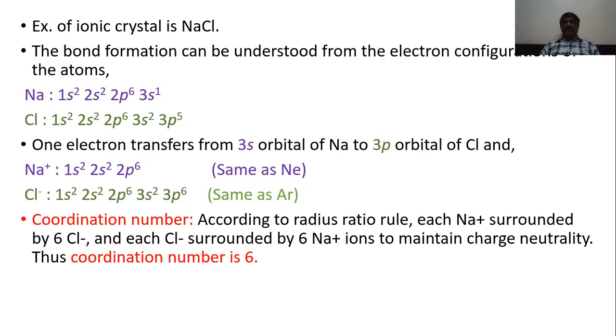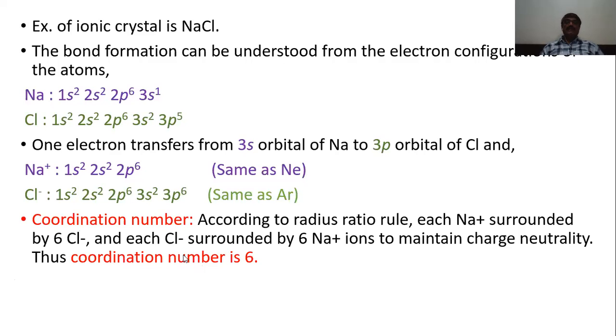Now, what about the coordination number? As I have told you, the coordination number of the cation, that means the positive ion, in this case Na plus, is limited by the radius ratio of cation to anion. In this case, the radius ratio of Na plus to Cl minus ion supports six neighbors. So Na plus has six Cl minus neighbors according to the radius ratio rule, while the number of neighbors of Cl minus is decided by charge neutrality.